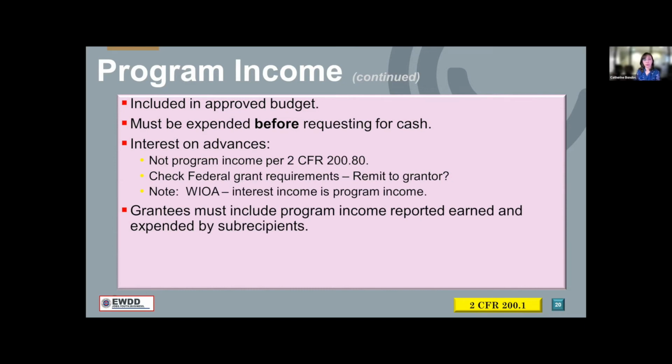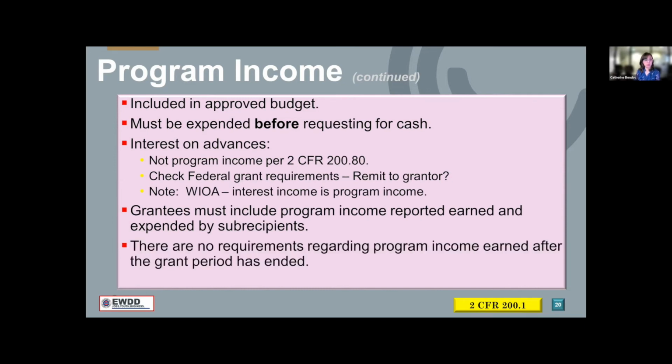Grantees must include program income reported and earned. There are no requirements regarding program income earned after the grant period has ended. This is kind of weird. After we close and you're probably continuing to get program income, that's actually not addressed in the regulations. What do you do with that? Are you obligated to send that back to us, or can you keep it as long as it's used for the program if it continues? That's actually a vague area in the regulations. I just wanted you guys to know about that in case you're earning program income after we close.